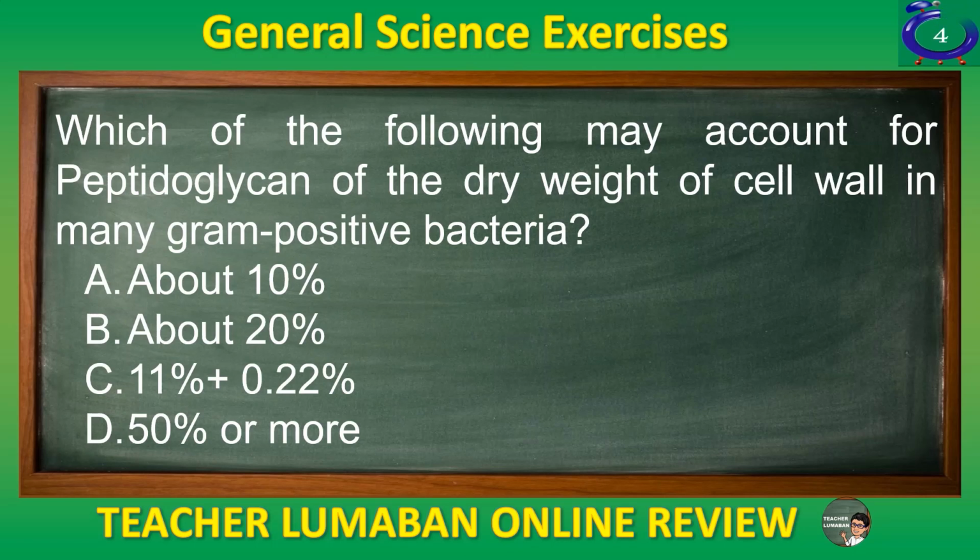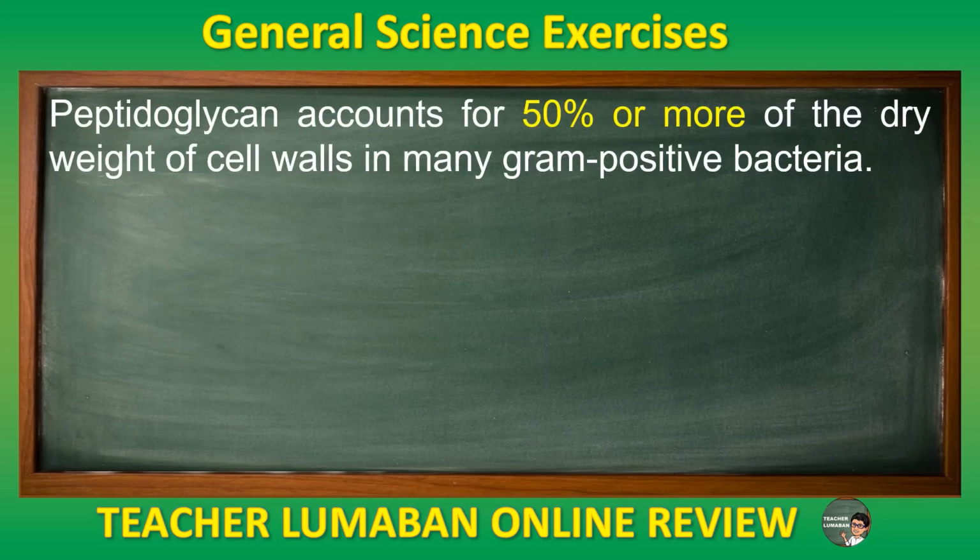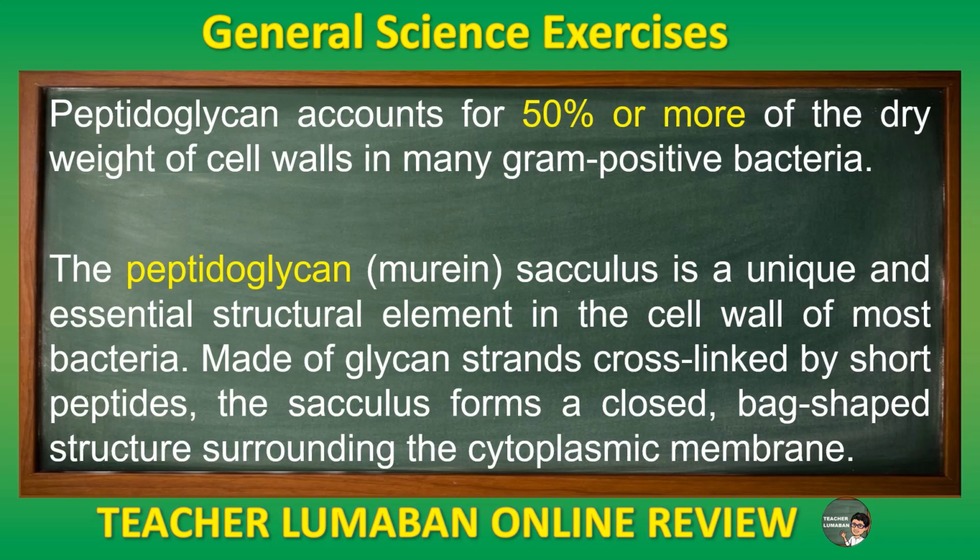5, 4, 3, 2, 1. The correct answer is letter D, 50% or more. Peptidoglycan accounts for 50% or more of the dry weight of cell walls in many gram-positive bacteria. The peptidoglycan, murein, sacculus is a unique and essential structural element in the cell wall of most bacteria. Made of glycan strands cross-linked by short peptides, the sacculus forms a closed, bag-shaped structure surrounding the cytoplasmic membrane.